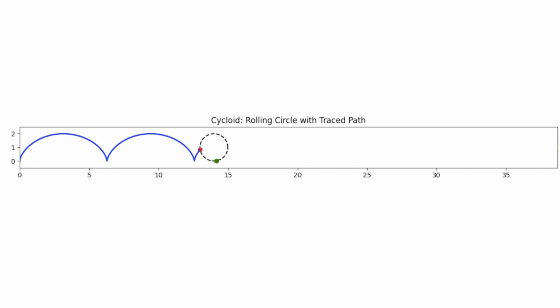The green dot marks a fixed point on the circle's rim. It helps visualize the rotation as the circle rolls. Its circular motion around the center emphasizes the link between linear and angular displacement.